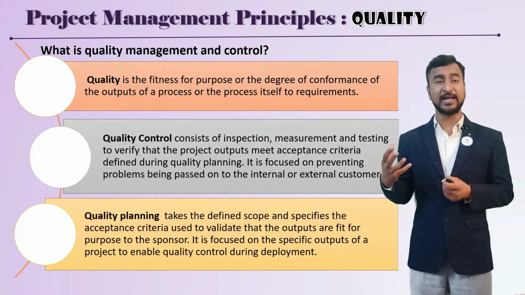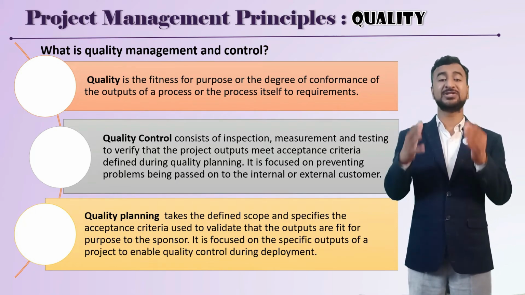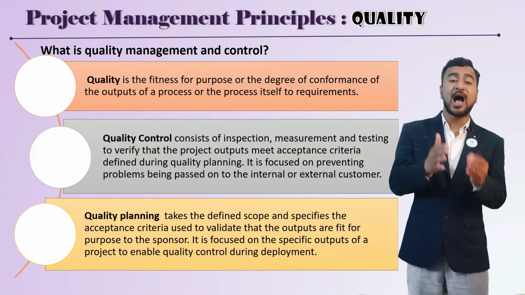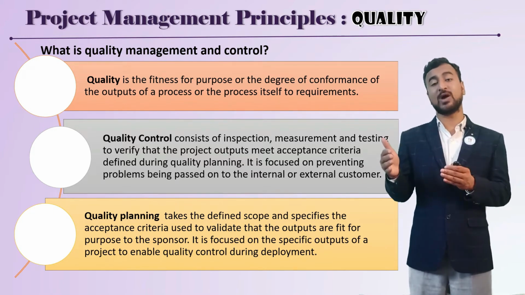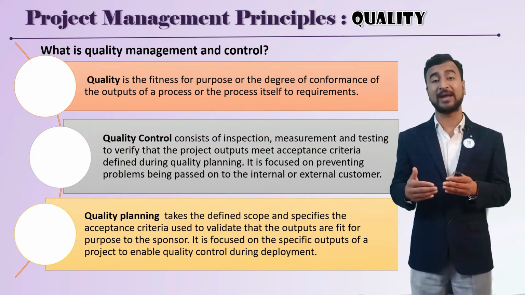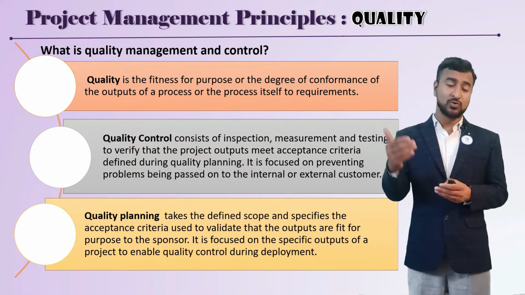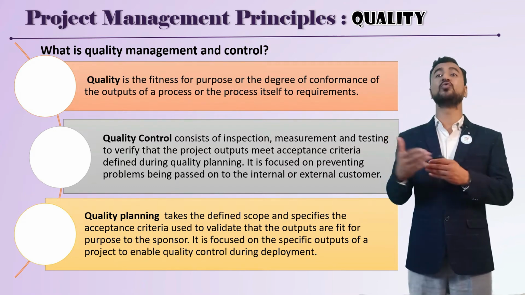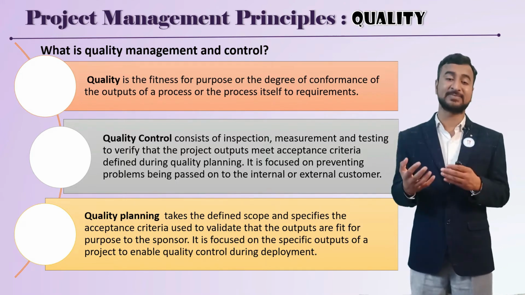And quality planning is the definition of the scope and the specification or acceptance criteria, and how you are going to maintain quality throughout project delivery and execution. So what are the parameters, what are the QC tools or checklists you are going to use, and how are you going to do a final acceptance test or user acceptance test.